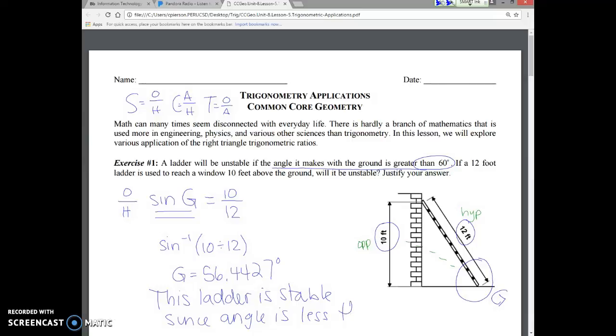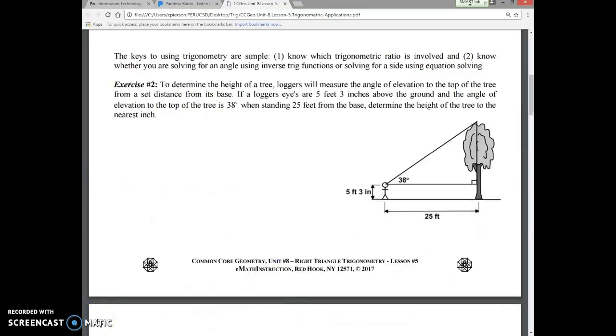Please make sure that you are pausing if needed to make sure everybody's getting these notes. The second example is very similar, except this time you're looking at an angle from an eyesight level, but you're still focusing on an angle and you're still focusing on a right triangle. In this case, this base, which happens to be the adjacent, says to determine the height of a tree. To determine the height of a tree, loggers will measure the angle of elevation to the top of the tree from a set distance from its base.